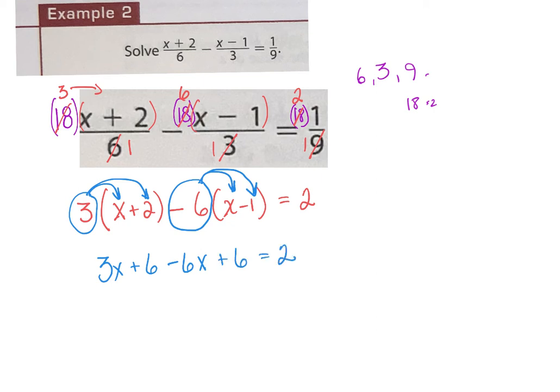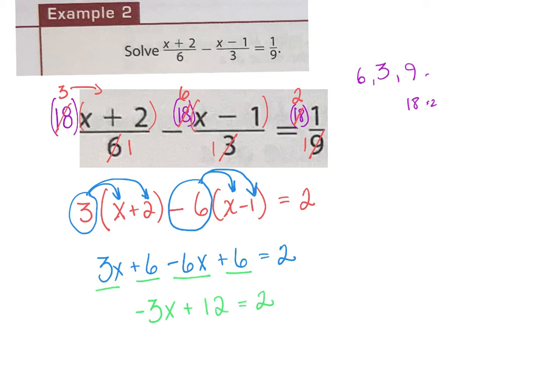All right? What are my like terms here? I have 2 sets of them. My x's, right? 3x, negative 6x. What does that give me? Negative 3x. And then 6 plus 6. What does that give me? There we go. All right.